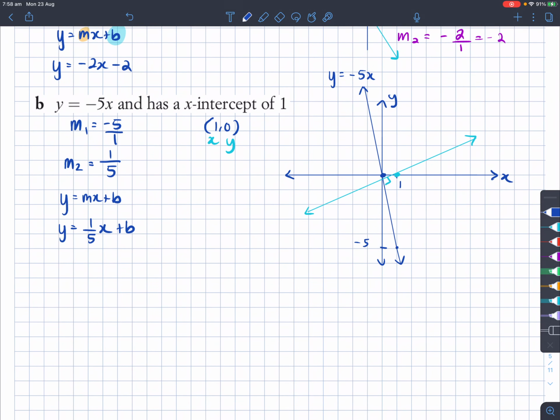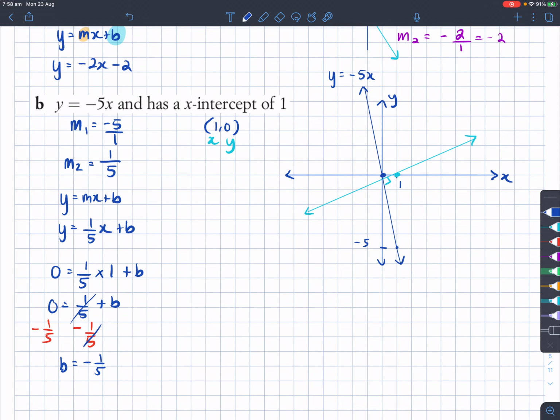So if we substitute in y as 0, that's equal to 1/5 of 1, and that will be plus b. So 0 would equal 1/5 plus b. And now if we move 1/5 to the other side by subtracting 1/5 from both sides, then we will get b as -1/5, since those two cancel out.